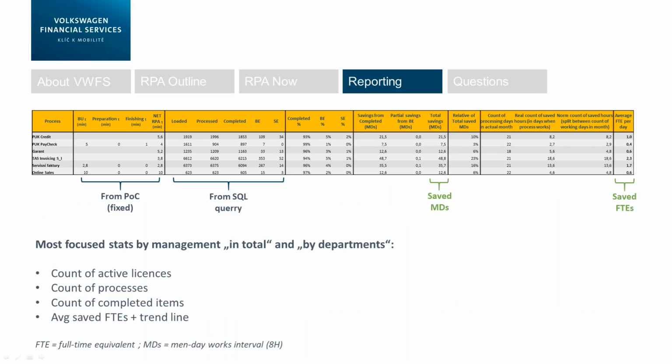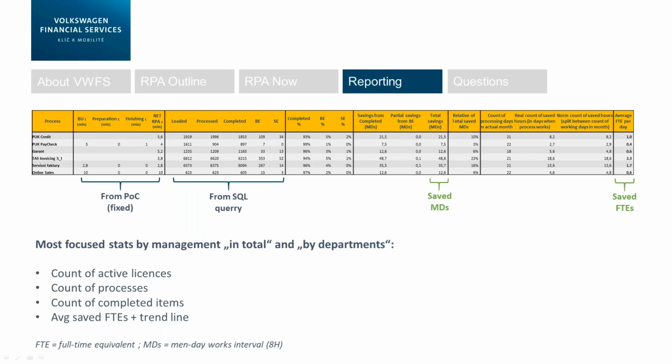Let me show you an example of the main report table, which contains all relevant information for us at the level per process. I can shortly describe the table from left to right. At the beginning, we have times. Most important is the net RPA time, which shows saved benefits in minutes of one processed item. The next block shows absolute and relative volume statistics, and most important is the sum of completed items.